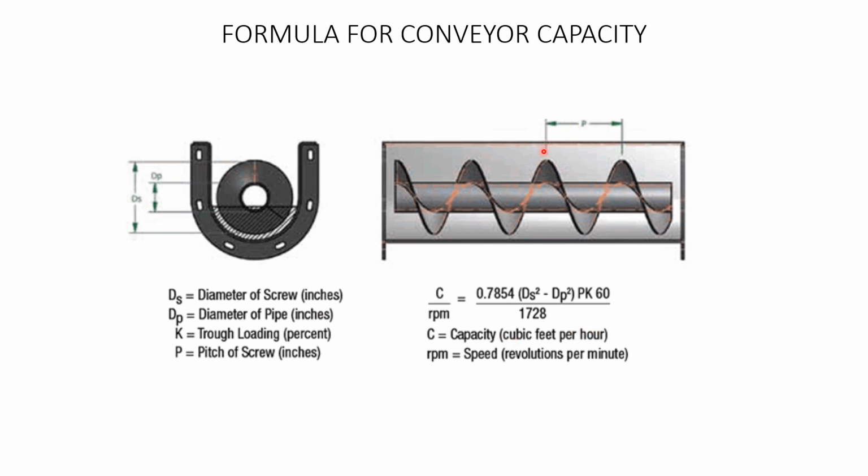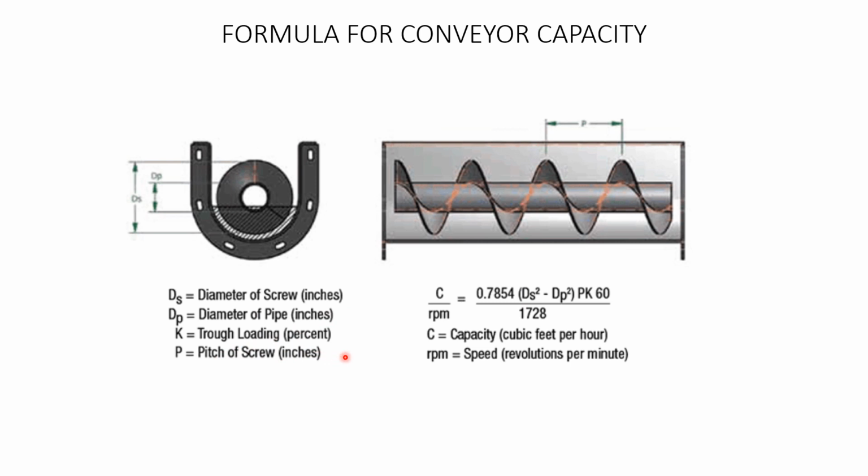Pitch, this from here to here, we call it the pitch of the screw. And K is trough loading. For example, 30% will take 0.3, 15% will take 0.15, 45% will take 0.45, and multiply by 60 divided by 16728, we will get capacity in feet per hour. So remember, whenever you are using feet per hour, the diameter of the screw and the diameter of the pipe will always be in inches, and in fact the pitch of the screw will also be in inches.